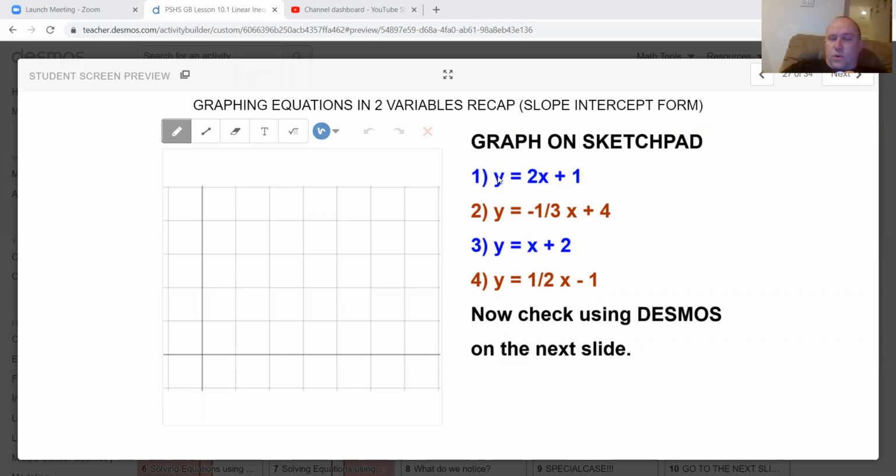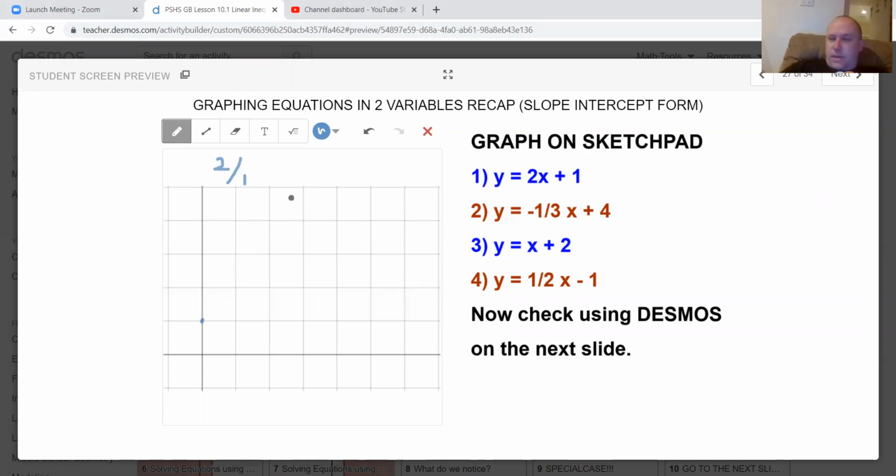So all equations that start with y equals, we call this slope-intercept form. So the number with the x is the slope, and the number without the x, this is your y-intercept. So positive 1 means that you start from 1 on the y-axis. Now, things like the 2, what we're going to try and remember is this rise over run.